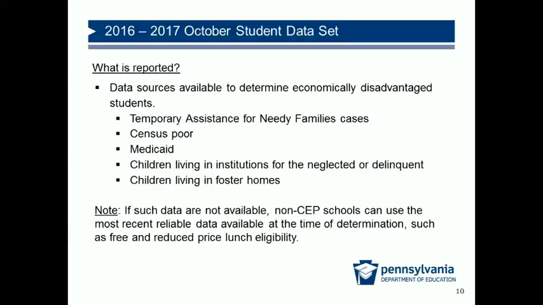There are several data sources that are available to determine economically disadvantaged students. This can come from temporary assistance for needy families cases, census poor, Medicaid, children living in institutions for the neglected or the delinquent, and children living in foster homes. If you are a non-CEP school, you may use the most reliable information available at the time of determination, such as your free and reduced price lunch eligibility. Again, this is only the non-CEP schools that can use this information.